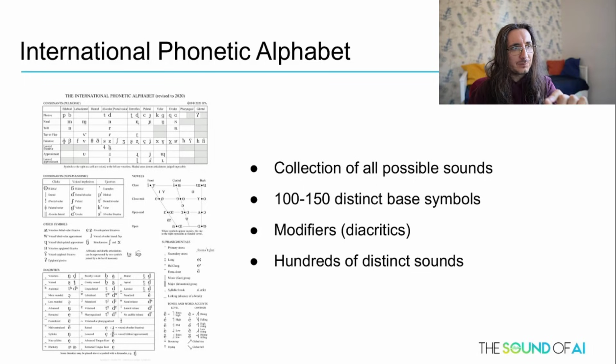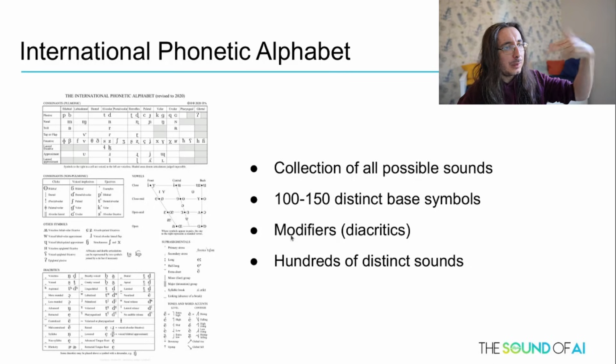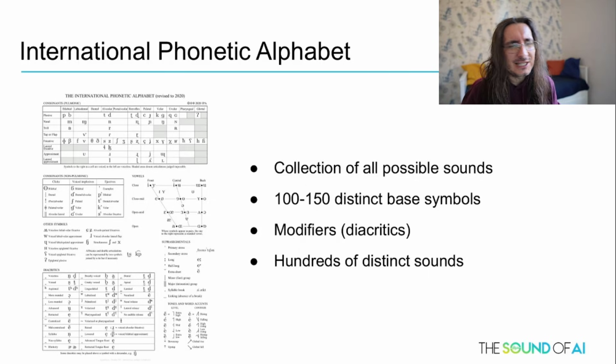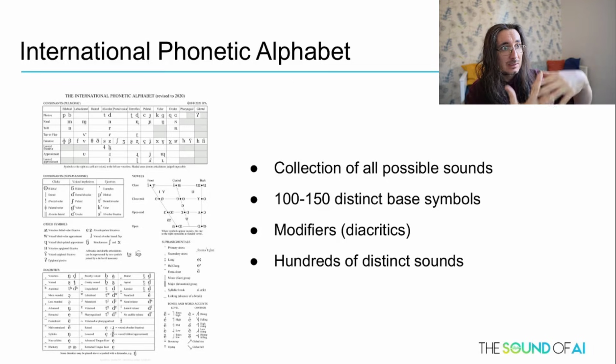And the cool thing is that you start with a base of symbols, and we have between 100 and 150 or 160, I believe. So these are all the symbols that you can see here, right? These are like graphemes, the symbols that you have. But then you can apply modifiers to these symbols to create new sounds. These modifiers have a weird name, diacritics. They are basically tiny micro symbols that you can add to the base symbols, and they act as a modifier.